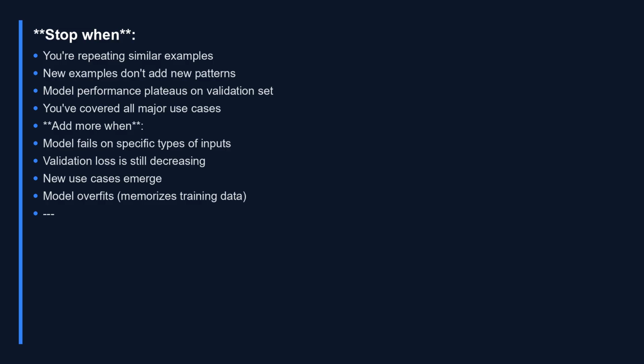First, the model is consistently failing on a specific type of input that you can identify. Second, your validation loss is still decreasing, meaning the model is still learning and hasn't saturated the dataset. If the model starts overfitting, performing well on training examples but poorly on new inputs, that's also a signal to add more diverse data, not to reduce it.